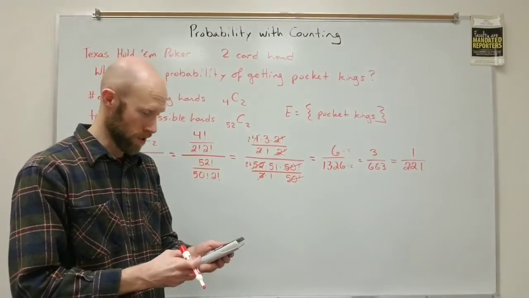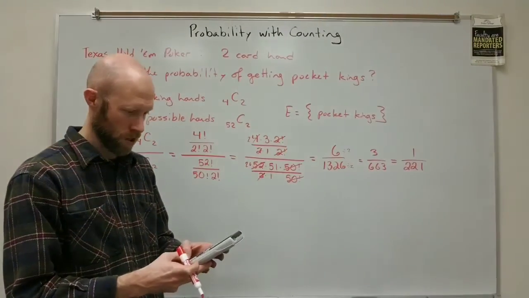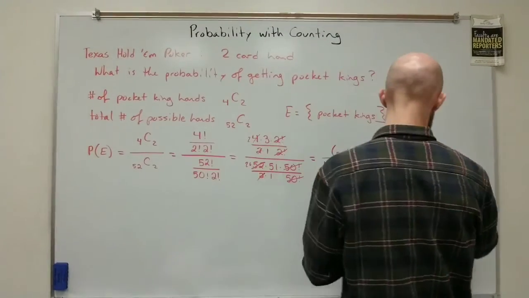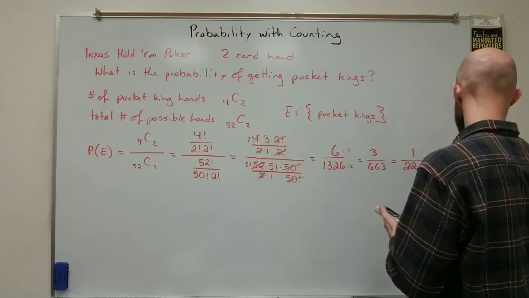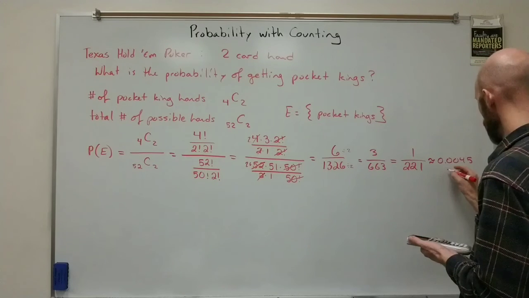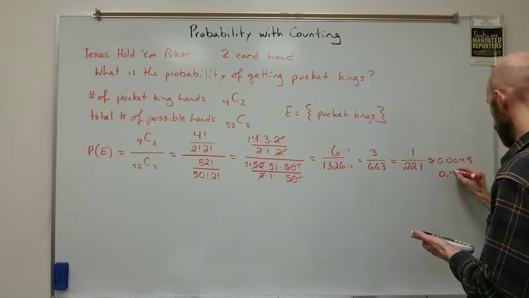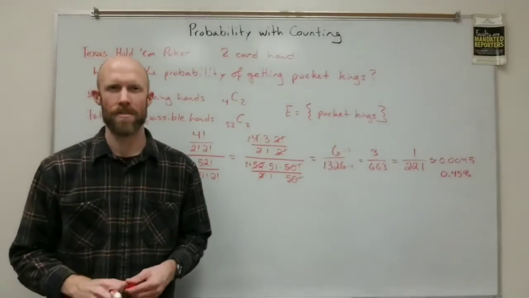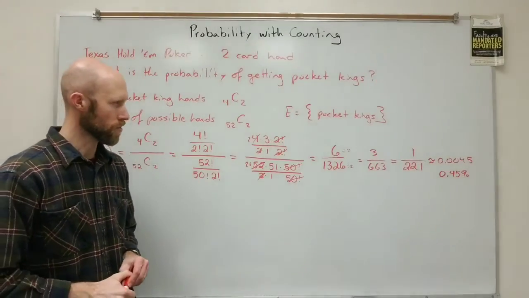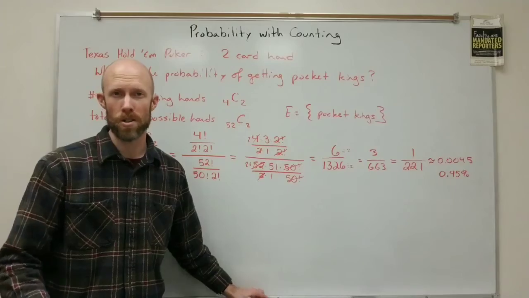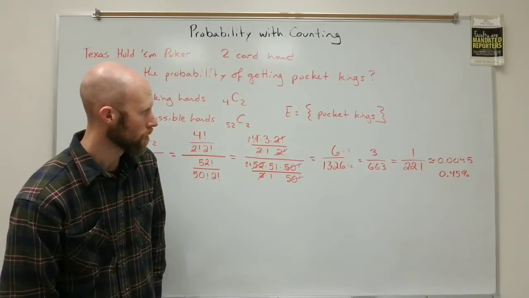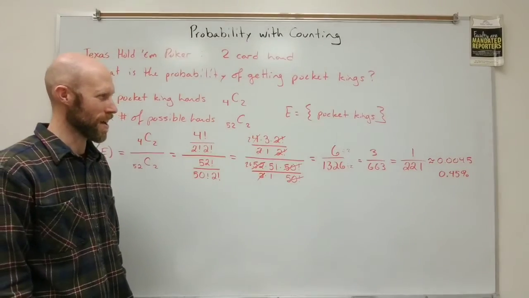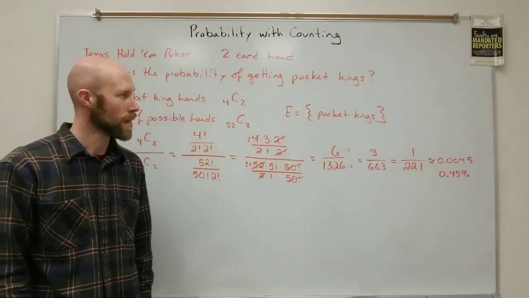Now that is a decimal. 1 divided by 221 is about 0.0045, or about a 0.45% chance. So it's under a 0.5% chance of getting pocket kings. So it's a small chance, under 0.5%. I don't know how to better quantify that.